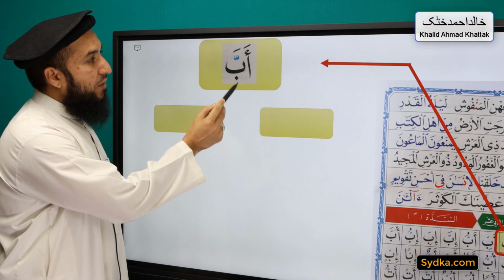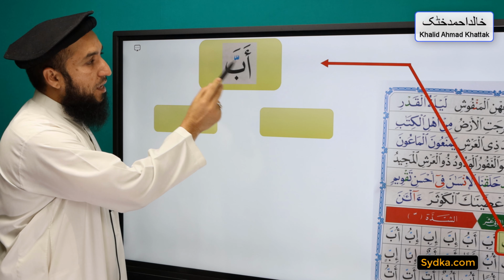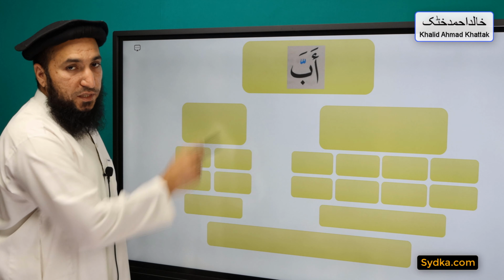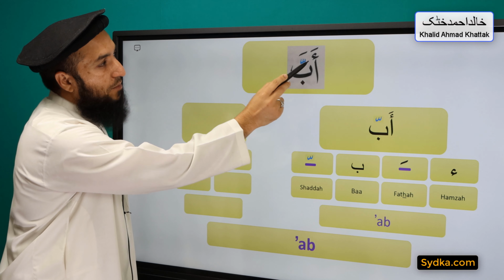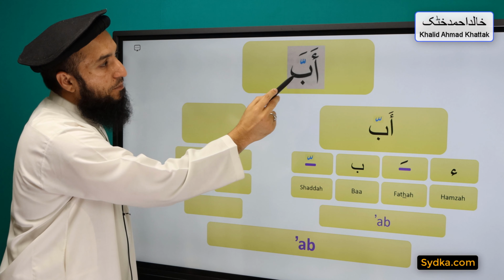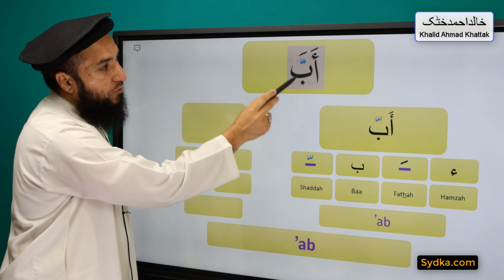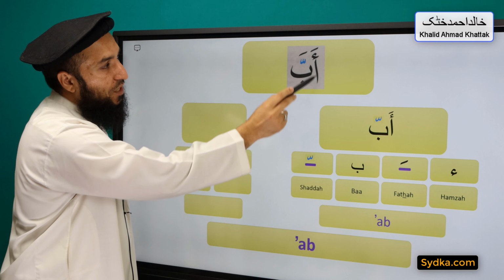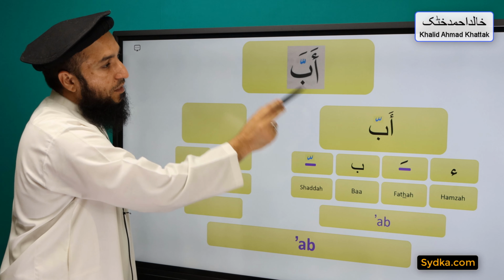The first word we have is Hamza fatha ba shadda ab, ba fatha ba, abba, and it can be divided into two syllables. The first syllable we have is Hamza fatha ba shadda ab. Hamza is a light letter, it has fatha on top of it, it is followed by ba, ba has a shadda, and this alif is silent and used as a chair for Hamza. Hamza fatha ba shadda ab.